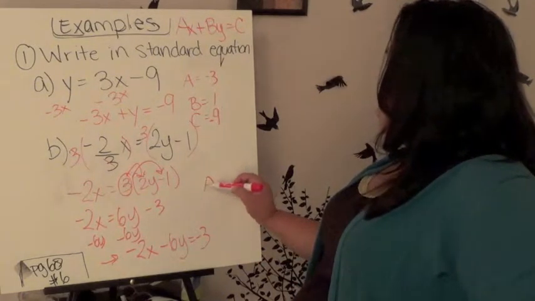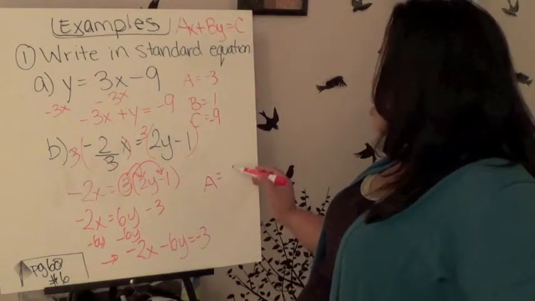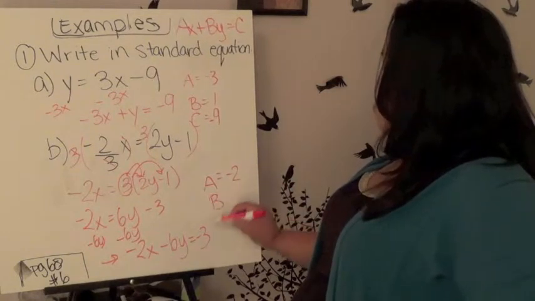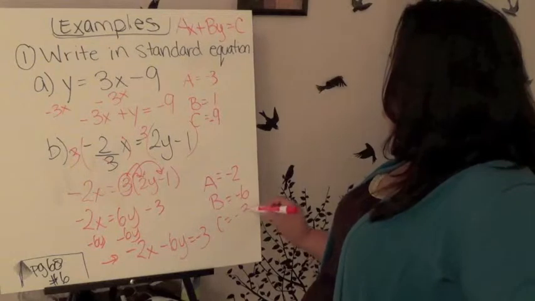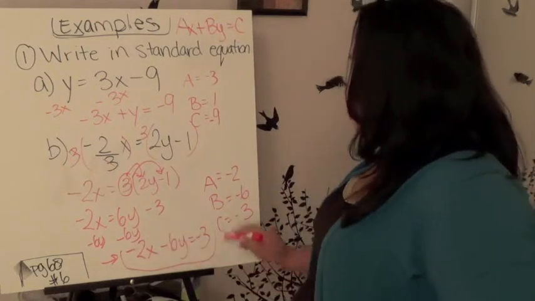So my a in this fact is negative 2. My b, the number in front of the y, is negative 6, and my c, the one without a letter, is negative 3. So here are my answers.